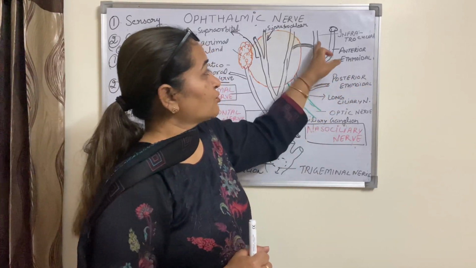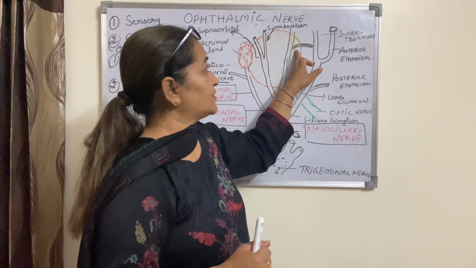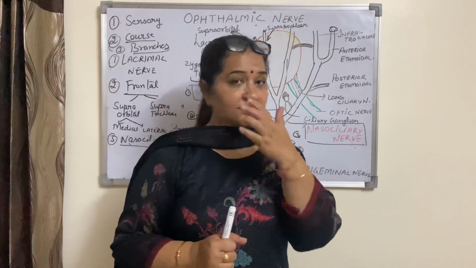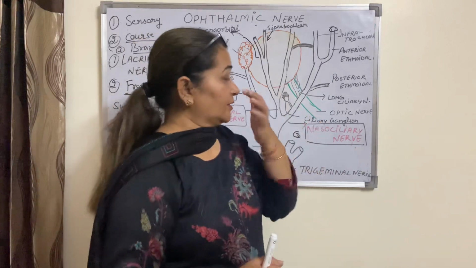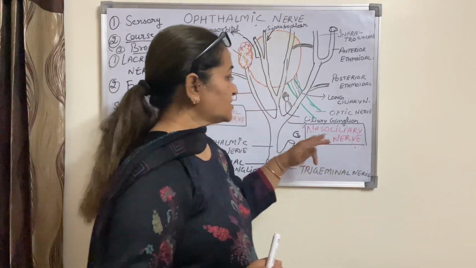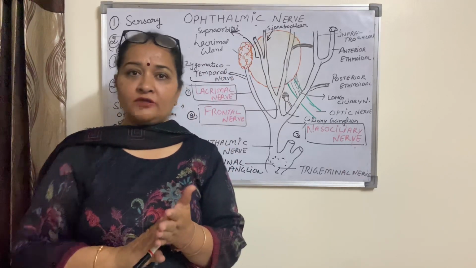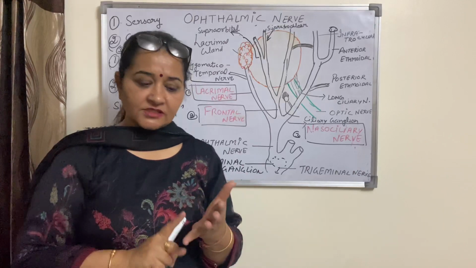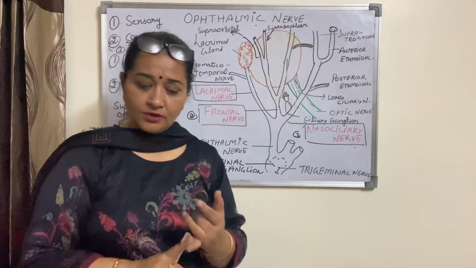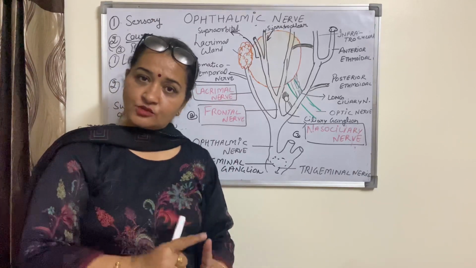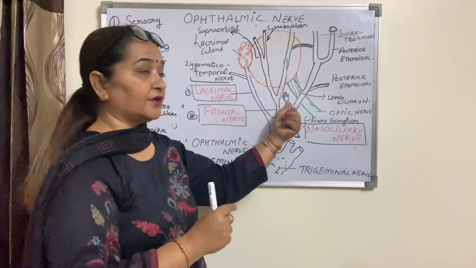Now this is the infratrochlear nerve, you can see here. Now this infratrochlear nerve has a communication with the supratrochlear nerve, and it is giving branches to the lower eyelid and related conjunctiva. So this is all about the ophthalmic nerve. What is important at your level is you should know what type of nerve it is, that is sensory. Then how it starts, that is from the trigeminal ganglion. After that it enters into the cavernous sinus, where it gives three important divisions, that is lacrimal, frontal and nasociliary.